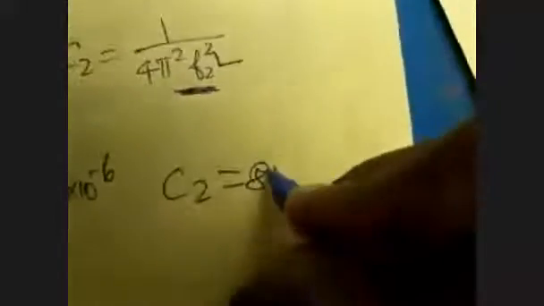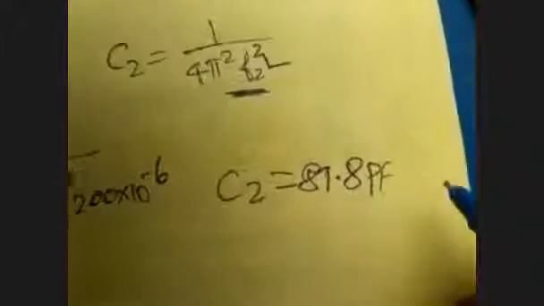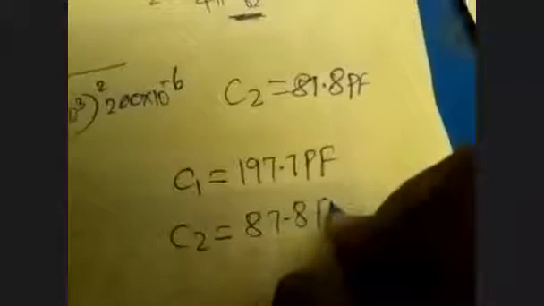Okay, so it is C2. The C2 answer I'm going to get, directly writing the answer, is 87.8 picofarad, so 10 power minus 12. So C1 is equal to 197.7 picofarad. C2 is equal to 87.8 picofarad.